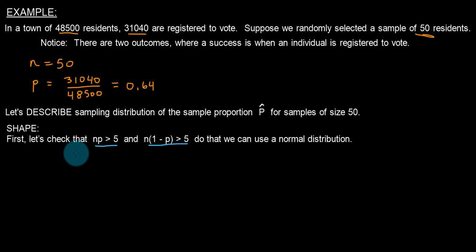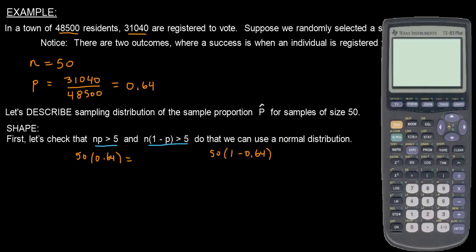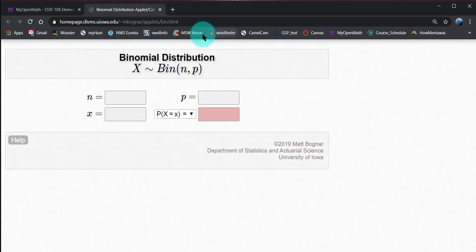Since n is 50 and p is 0.64, we just want to multiply those together to check that it's at least 5. And same thing over here, 50 times 1 minus 0.64 is also at least 5. 50 times 0.64, definitely bigger than 5, and also bigger than 5, so that's great.